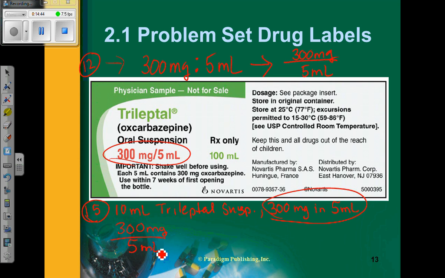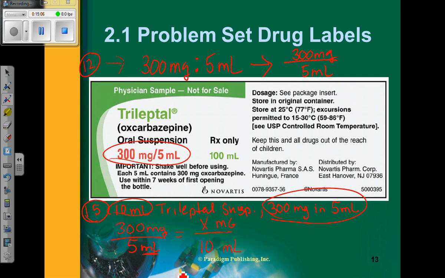So we have 300 milligrams per 5 milliliters. And then our third known is our 10 milliliters. So if we have 10 milliliters on the bottom here, we need to put milliliters on the bottom here, and we know our known is 10. So we need 10 milliliters of your Triliptyl suspension. So how many milligrams is that going to be?